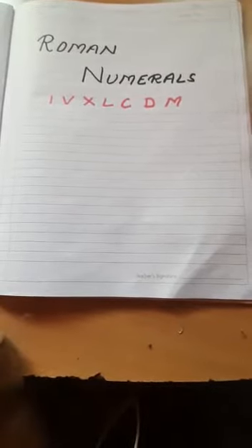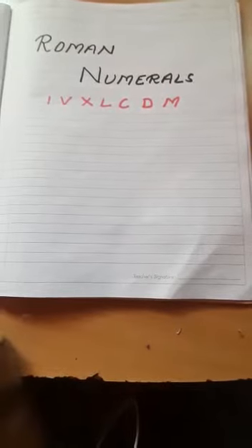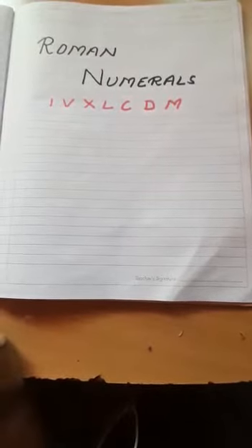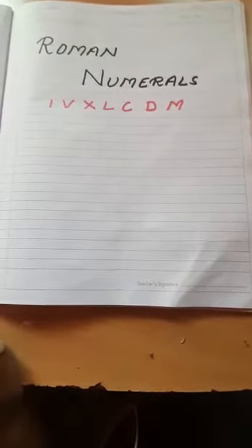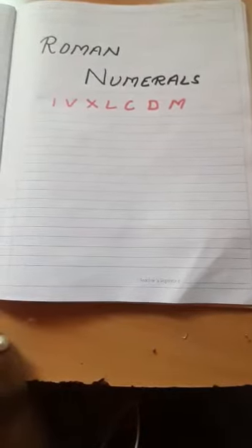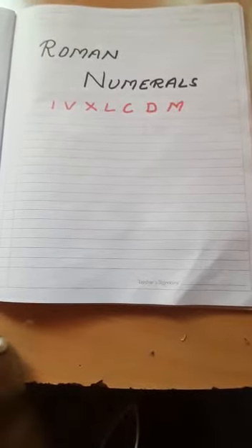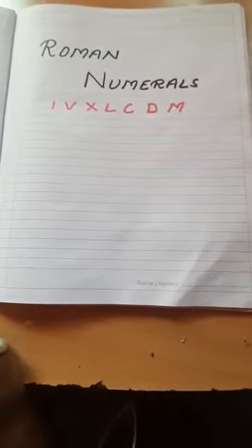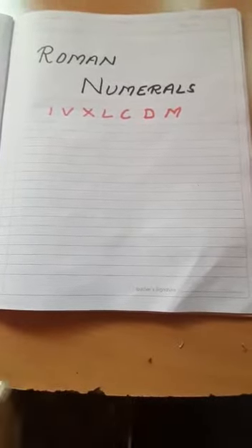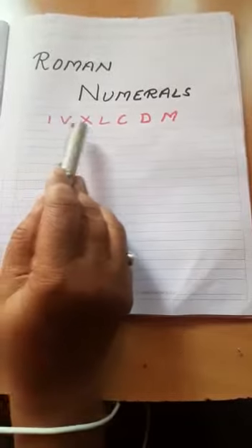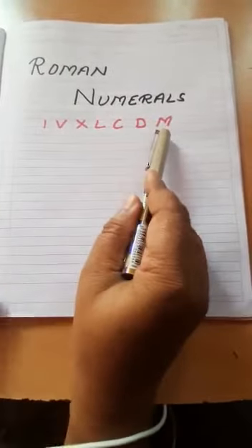In our everyday mathematics, we use the Hindu-Arabic numeral system, where we use 10 symbols to represent the numbers, that is 0, 1, 2, 3, 4, 5, 6, 7, 8 and 9. But in Roman numbers, we just use 7 symbols that I have shown here: I, V, X, L, C, D and M.